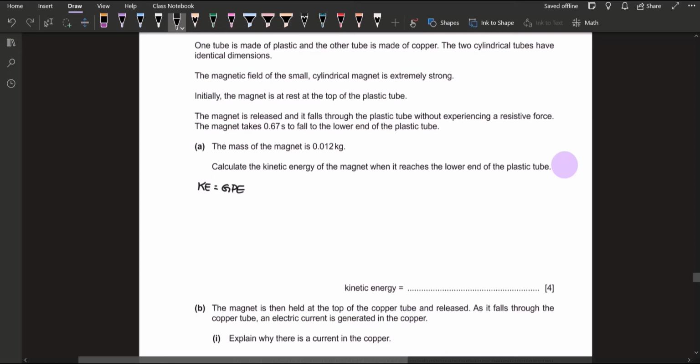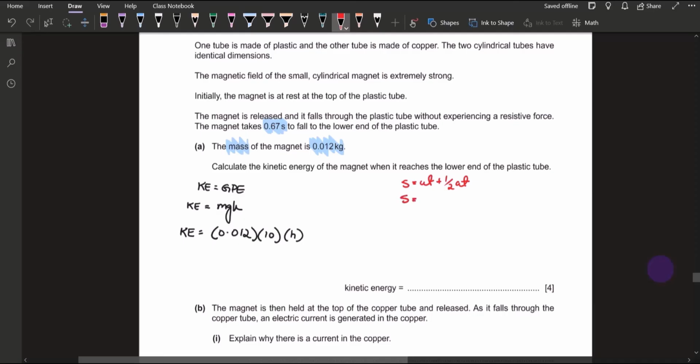So our kinetic energy is going to be equal to mgh, and we are given the mass here, which is 0.012 kg, and we're given the time as well, how much time it takes for the magnet to go till the end. So we can plug in our values. Kinetic energy equals mass, which is 0.012, and gravitational constant is 10, and we need to find height. Now, how do we find height? We have an equation for this, which is s equals ut plus half at square. That's how you find the length.